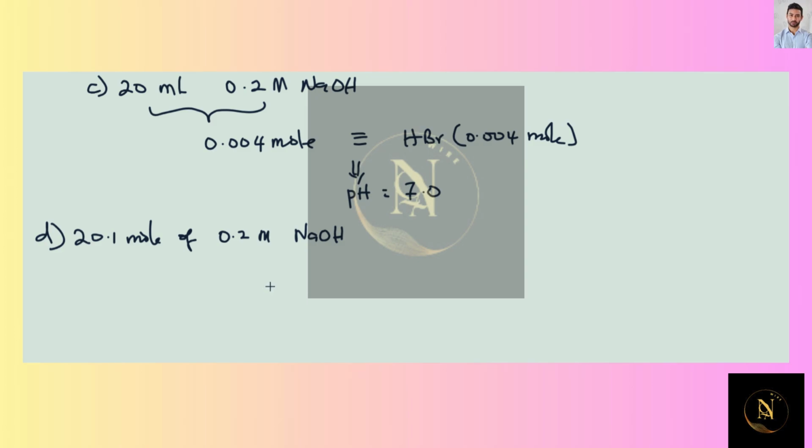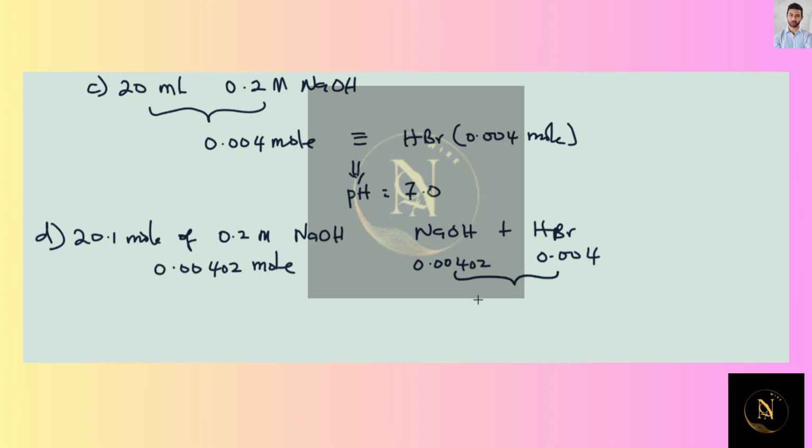Okay. And then D is 20.1 ml of the 0.2 molar NaOH. 20.1 times 0.2 is 0.00402 mole. So if you have NaOH plus HBr, and this is 0.004, and here you have 0.00402, then we're going to have an excess of sodium hydroxide, which will be 0.00002 mole. So you divide that by the total volume. So that's going to be 20 plus 20.1 divided by 1000.